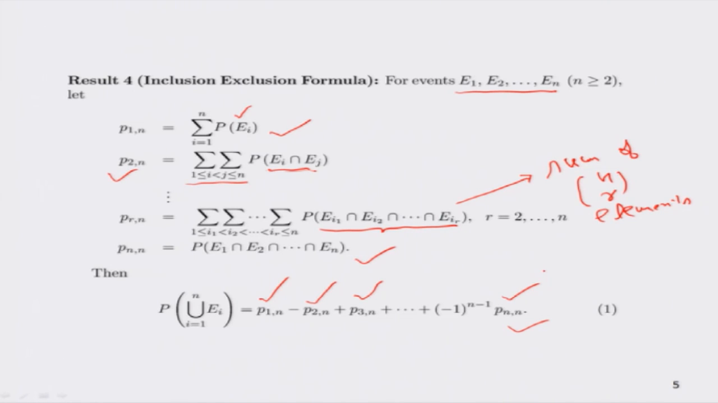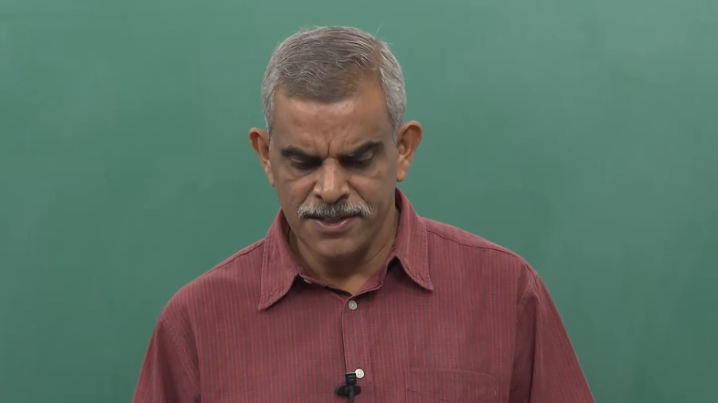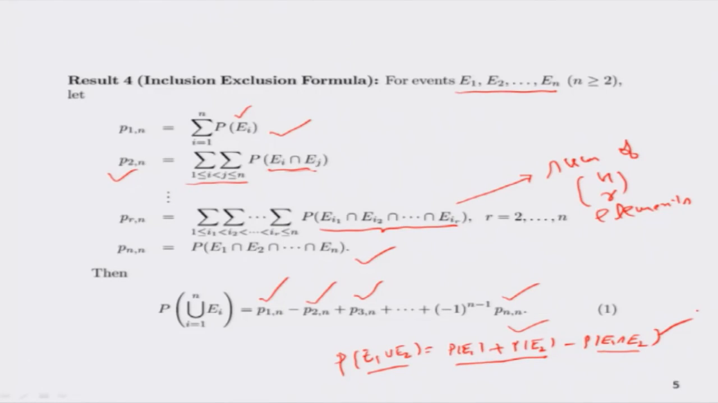Now this result can be proved using mathematical induction. We have already seen that P of E1 union E2 is the same as P of E1 plus P of E2 minus P of E1 intersection E2. This we have already seen. What is P of E1 E2? Only two events are there, E1 and E2, so this is the sum of probabilities of events taken one at a time. What is E1 intersection E2? The probability of both the events taken together. So we have already proved this result for n equal to 2.